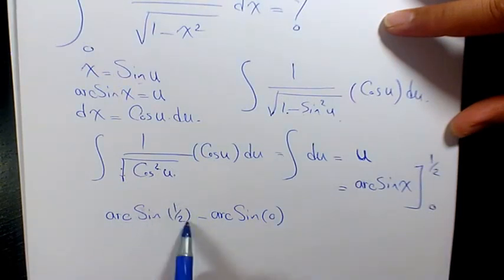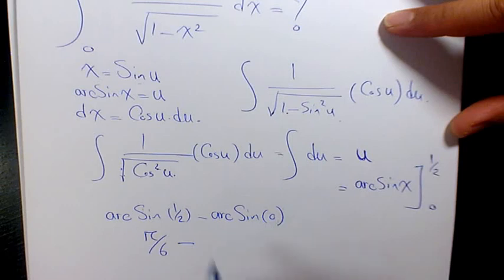Arc sine 1/2, or the inverse of sine of 1/2, is going to be pi over 6 or 30 degrees, minus arc sine of 0 is going to be 0. So the answer is going to be pi over 6.